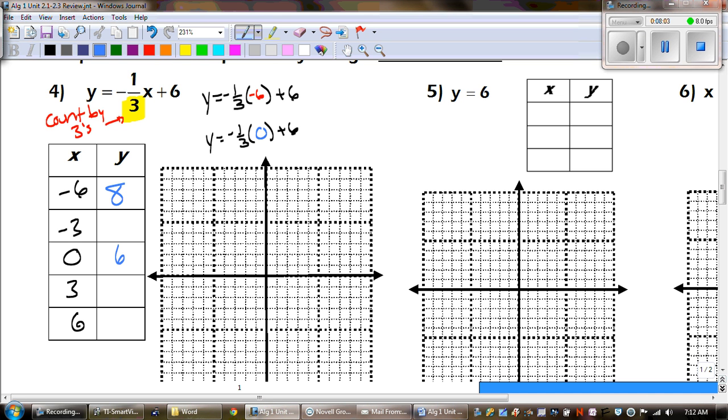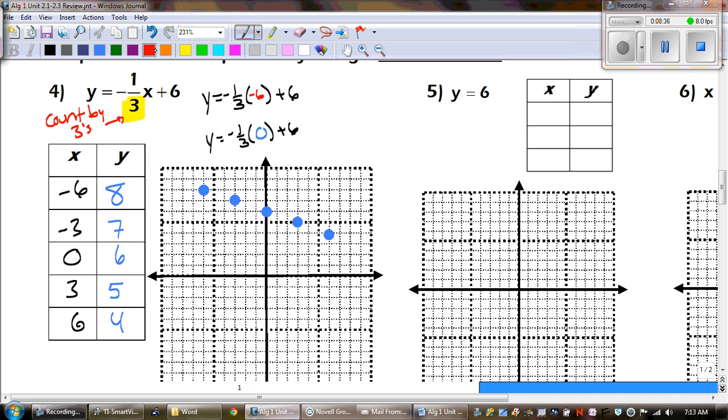And why don't you pause the video and get the rest of those points? Go ahead, you can pause it. I'll still be here. So I can't remember if I told you to graph the points or not, but that would have been the next step to do. So we have 8, 7, 6, 5, and 4. And then the last thing we have to do is to draw a line through it. And that's what I'm getting ready to do right now.